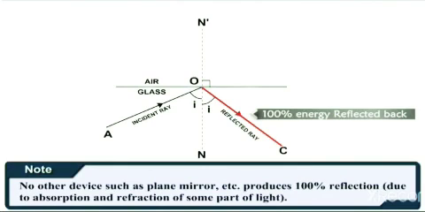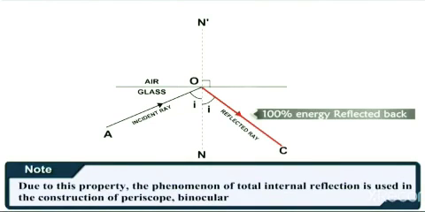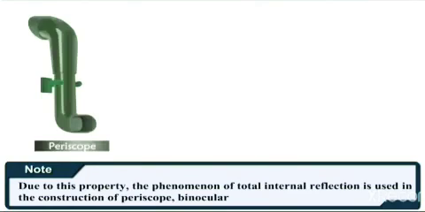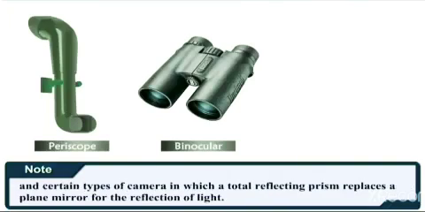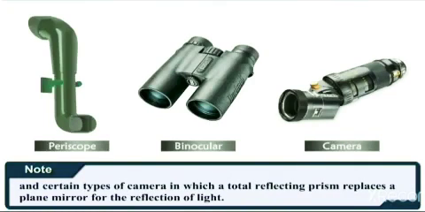No other device, such as a plane mirror, produces 100% reflection due to absorption and refraction of some part of light. Due to this property, the phenomenon of total internal reflection is used in the construction of periscopes, binoculars, and certain types of cameras, in which a total reflecting prism replaces a plane mirror for the reflection of light.